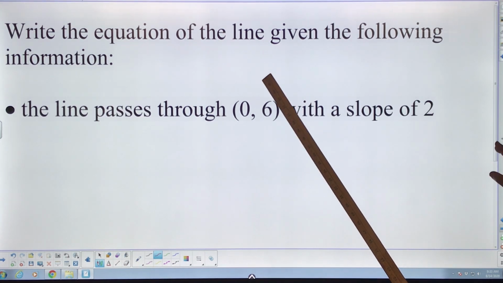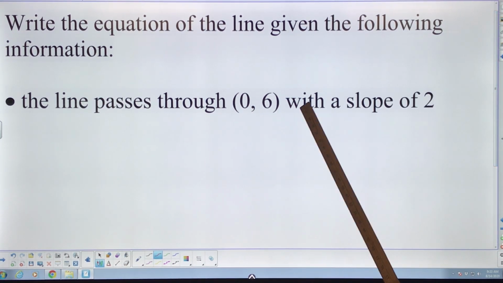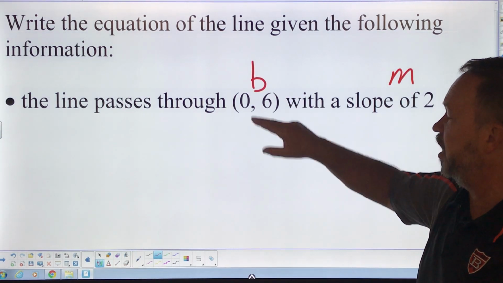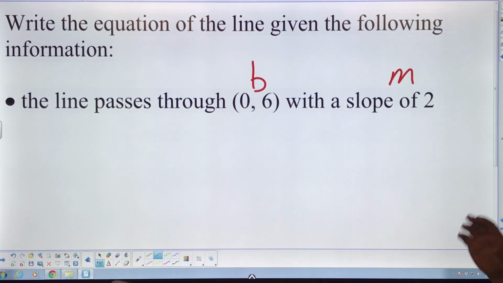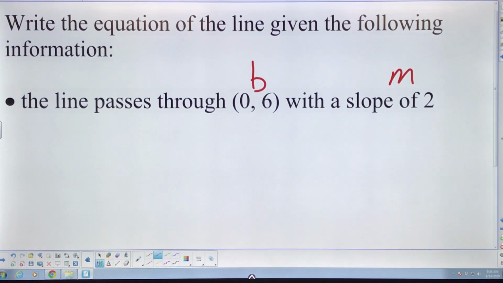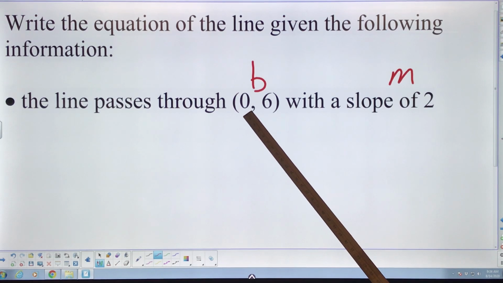So let's write the equation of the line given the following information. The line passes through this point with this slope. Okay, so I'm just going to make a note, that's my m. That's my slope. I'm also going to make the point that this is my b. Now, they didn't tell me that it was b. They didn't say, this is the y-intercept. It doesn't say that. How do I know this is a y-intercept? Because every y-intercept that ever lived, the x is 0.